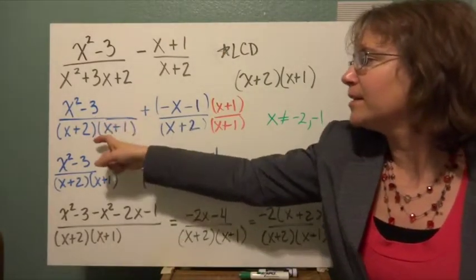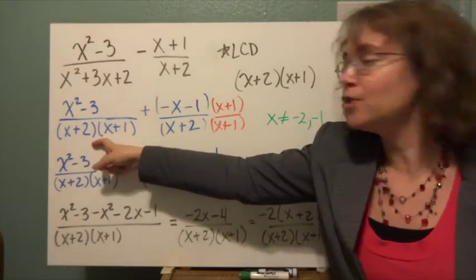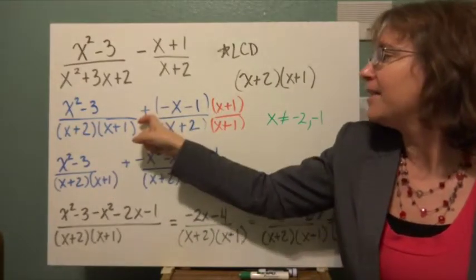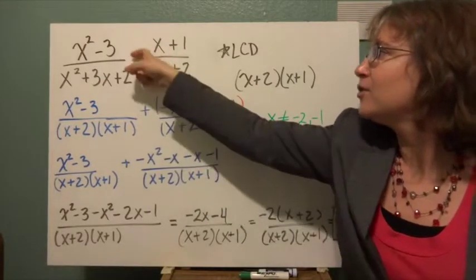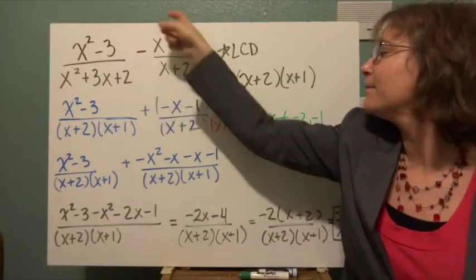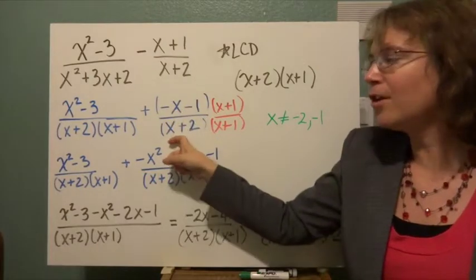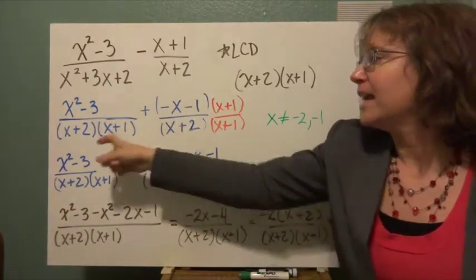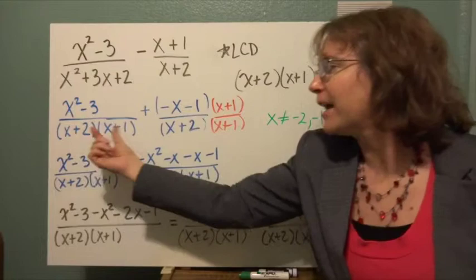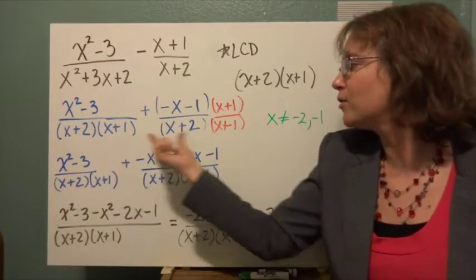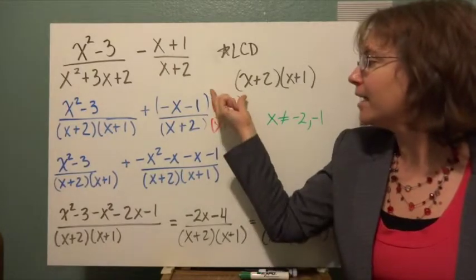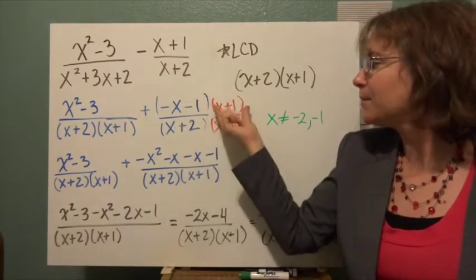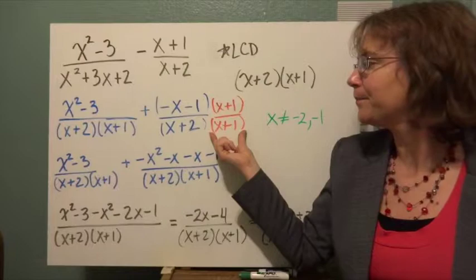So I have x squared minus 3. This factors to x plus 2, x plus 1. And then I'm rewriting this as add the opposite. So I have plus, and then distributing the negative, negative x minus 1, all over x plus 2. And now I have an x plus 2 factor here times an x plus 1. So I'm only missing x plus 1. So I'm going to multiply this one by x plus 1 over x plus 1.